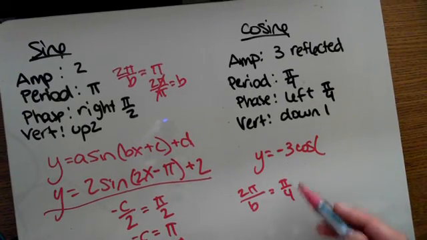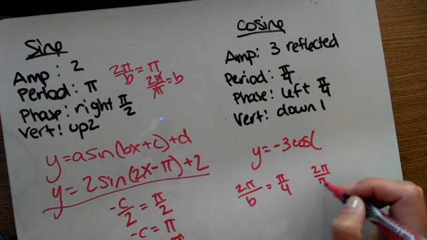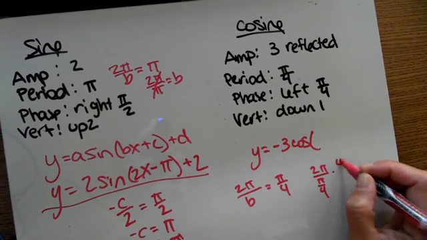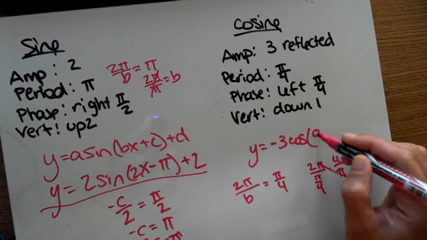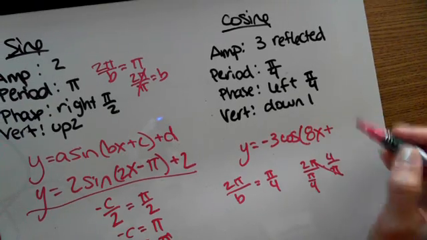I would multiply by b and divide by pi over 4, so 2 pi divided by pi over 4, which means I could flip it and multiply, so I'm going to multiply by 4 over pi. Pi's cancel, tells me b is 8. So we've got 8x. I'm moving to the left, so plus.